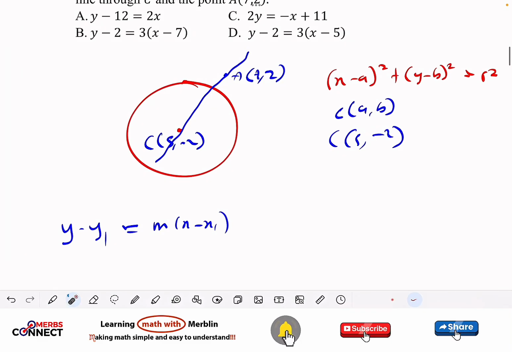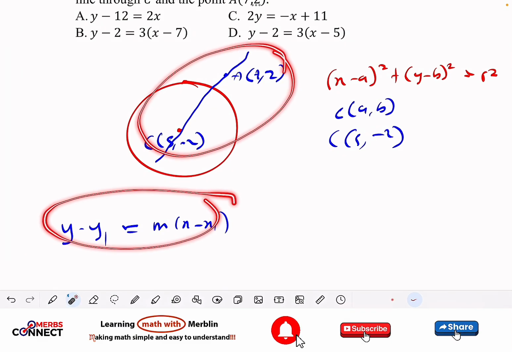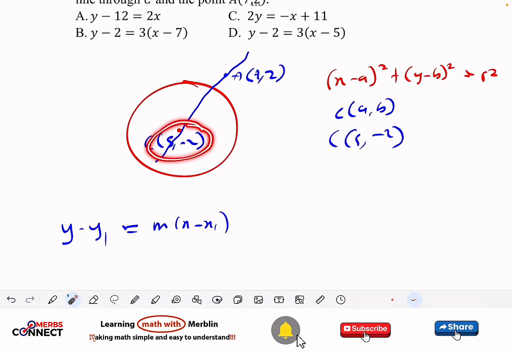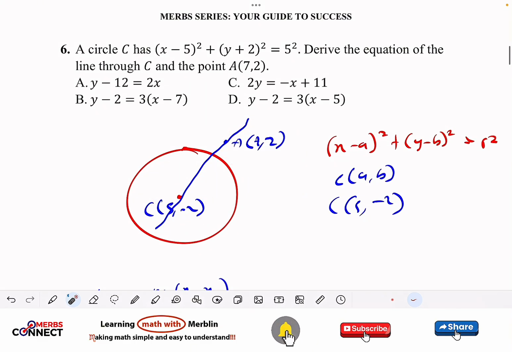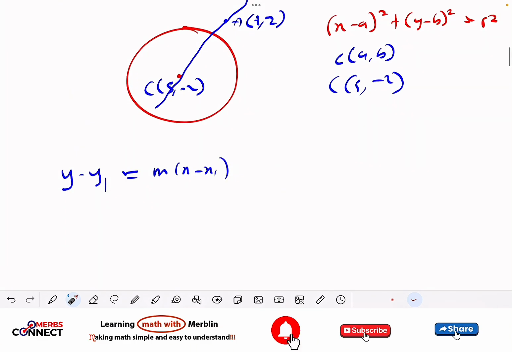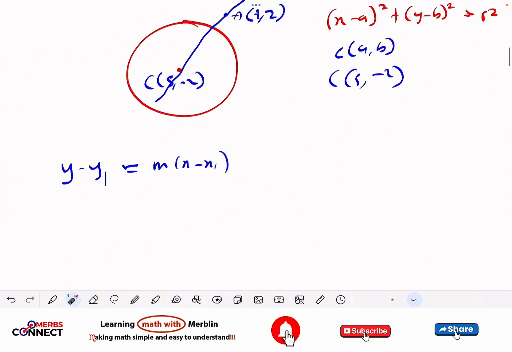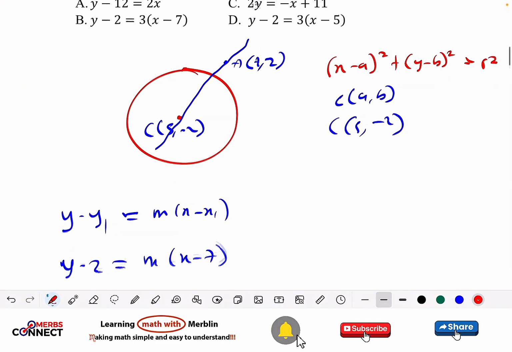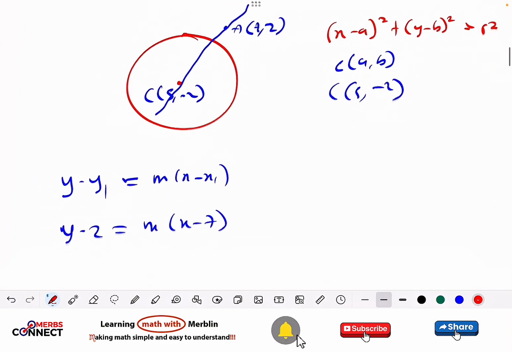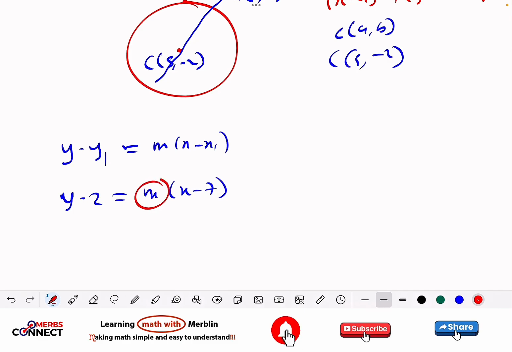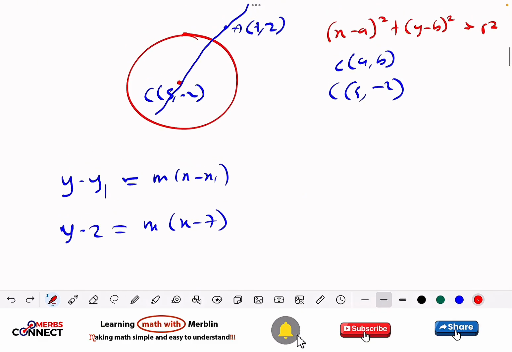Now we can use any of the points here as x1, y1 because the line passes through the center and A, right? But let's use A. So x1 is 7, and y1 is 2. So y minus 2 is equal to m times (x minus 7). All we need here is to find our m, what is the slope. So let's find the slope.